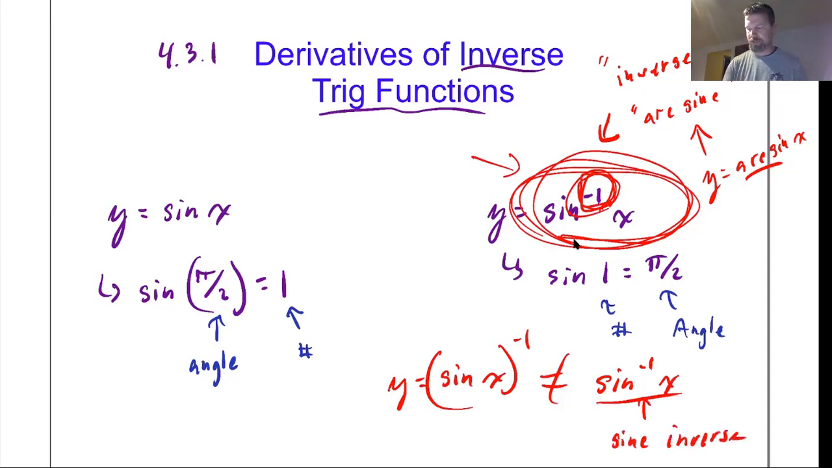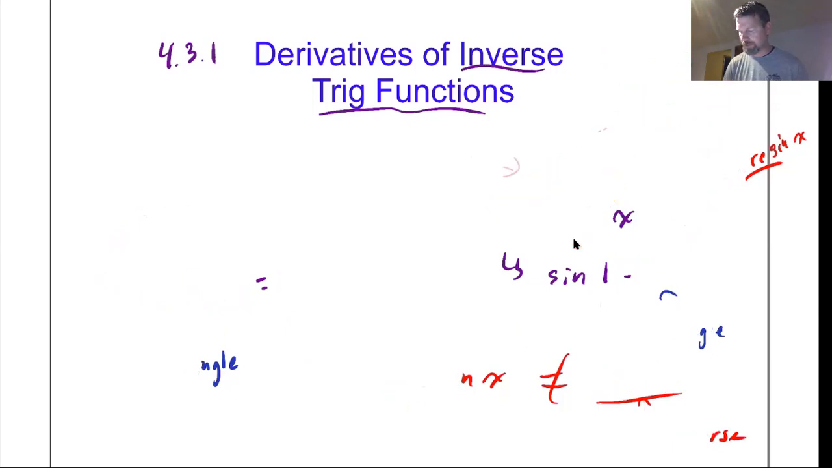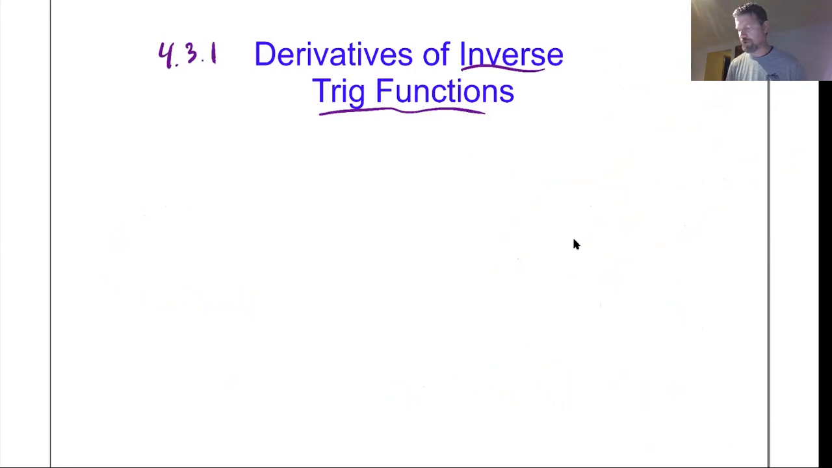All right, this page has gotten kind of messy, so I'm going to erase that stuff, and we're actually going to start talking about the calculus of inverse trig functions and how to find the derivatives of inverse trig functions.